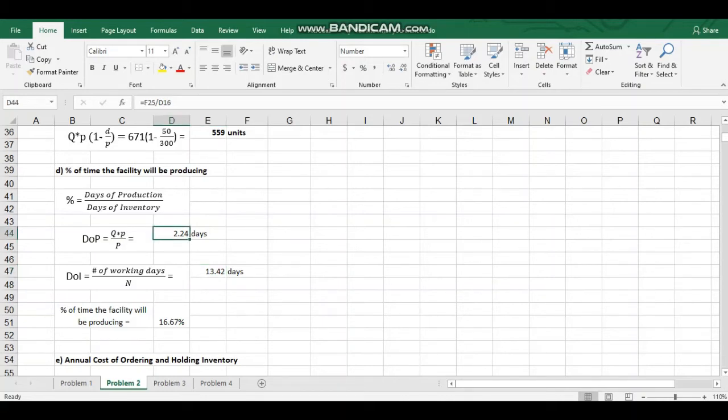And finally we have the number of days of production and days of inventory, and now we can count the percentage of time the facility will be producing. So we just divide this number with this number, and we have 16.67% as our percentage of time the facility will be producing.